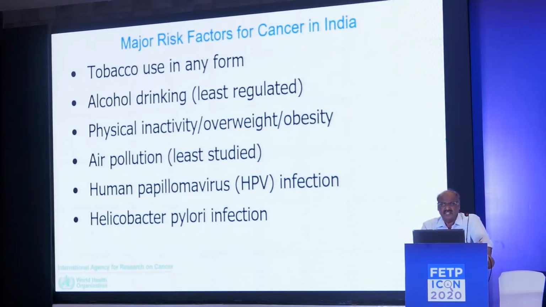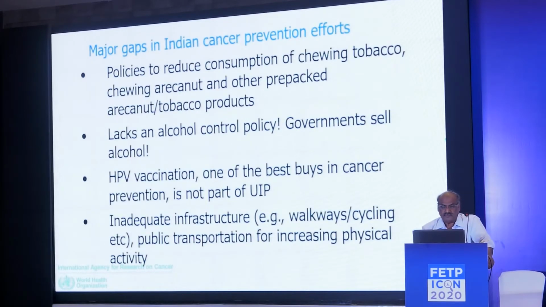Particularly in northern India, the entire northern belt is affected by high levels of air pollution, which will have a telling impact on pulmonary health. We have an increasing incidence of adenocarcinoma of the lung, which may be related to this. Then, of course, human papilloma viral infection and Helicobacter pylori infection. And our prevalence of hepatitis B and C is still on the lower side, but fortunately, the universal immunization program has already implemented vaccination. But there are major gaps here.